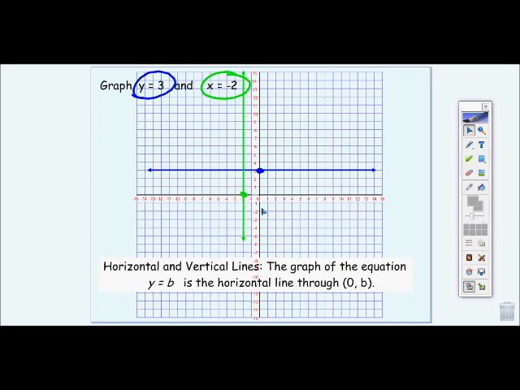X equals -2. That means no matter what y is, I'm going to travel -2. So here I traveled -2 when y was 0. When y is 9, again, x is -2. When y is -5, x is -2. So that's going to create your vertical line, the line that goes up and down, because you're only going to worry about the point being measured on the x-axis. And that's in equations where there is only one variable, like y equals 3 or x equals -2.